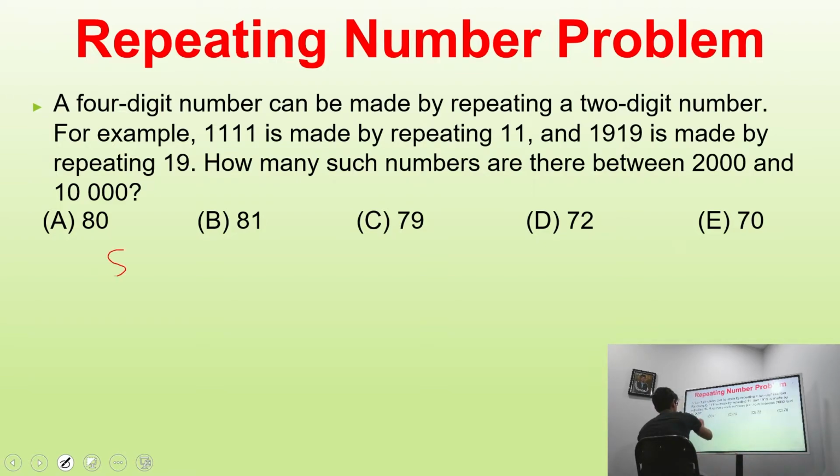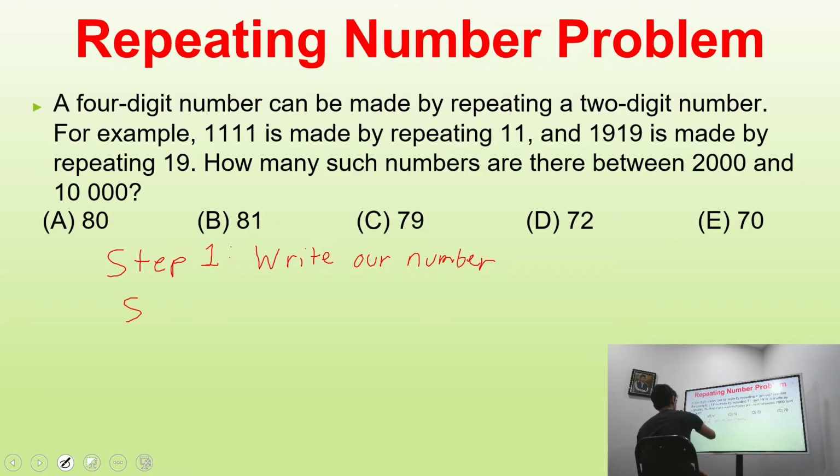I'm just going to write some steps down. For step number 1, we're going to list out all the thousands, because we need to find such numbers in between 2,000 and 10,000. So we have 2,000, 3,000, 4,000, 5,000, 6,000, 7,000, 8,000, and 9,000. Those are our thousands. So step number 1 is to write our numbers, and we'll do that in a second.